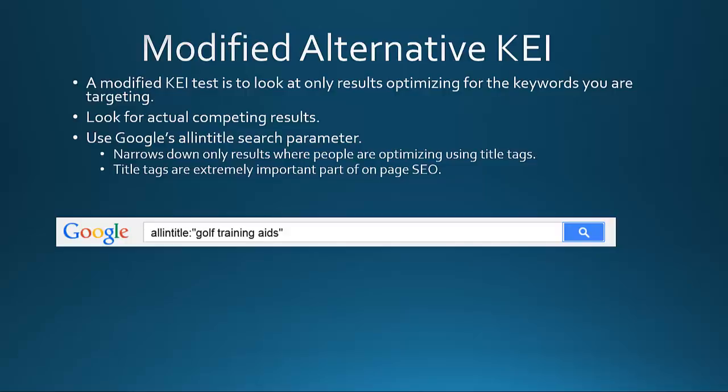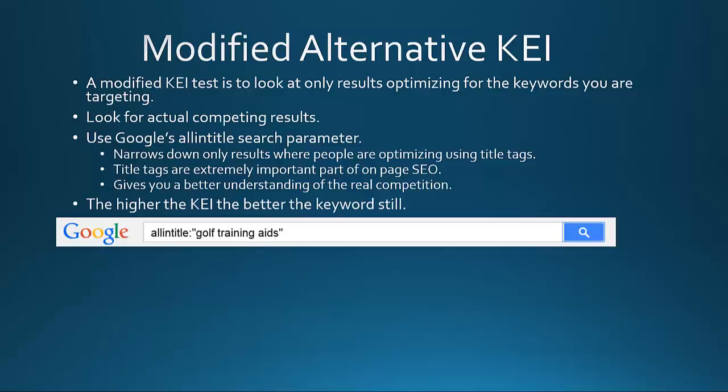So by doing the all-in-title search parameter within Google, and you can see how to do that because I took a screenshot here, it gives you a better understanding of the real competition. If they're not optimizing their page for golf training aids, they're not a competition you want to worry about when you're doing your keyword effectiveness research. The higher the KEI, the better the keyword still in this example. So the modified KEI is still the same: the higher the KEI, the better the keyword is to target.